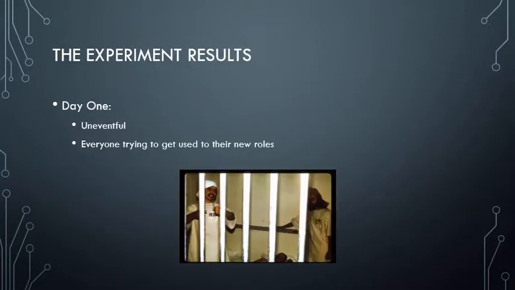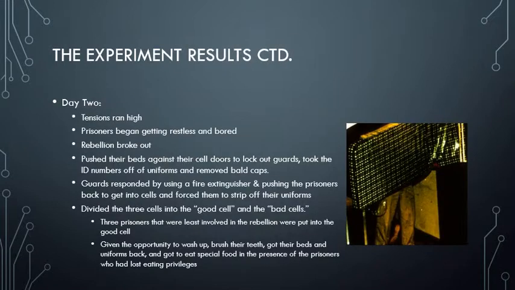The first day of the experiment went by very uneventfully. The guards and prisoners both were awkward in their new roles and not much happened. Everyone was just trying to get used to their new positions. By day 2, tensions ran high as prisoners began getting restless, and so they decided they would strike against the guards. They pushed their beds against their cell doors to block the guards and took the ID numbers off their uniforms and removed their bald caps. They also taunted and cursed at the guards.